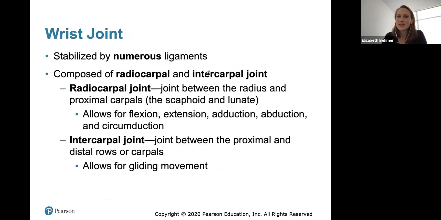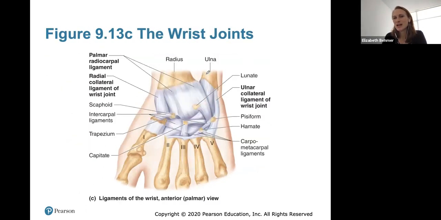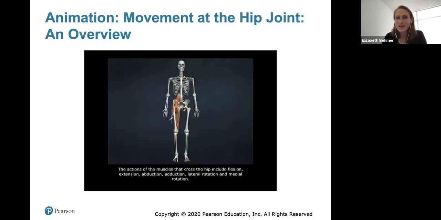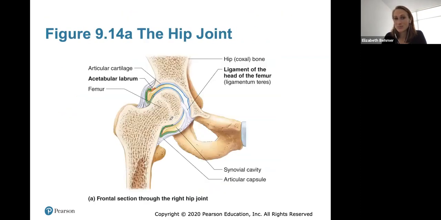And the big one that I want us to focus on, so I'm going to skip over a lot of these. The hip joint, I want you to know, is a ball and socket joint, how the head of the femur articulates with the acetabulum. Here are the hip joint movements.